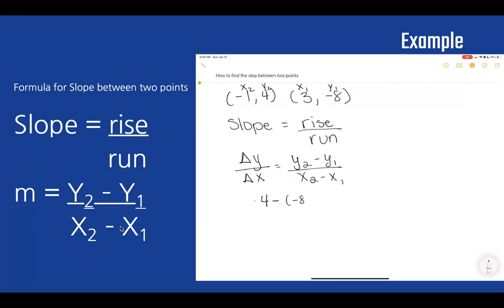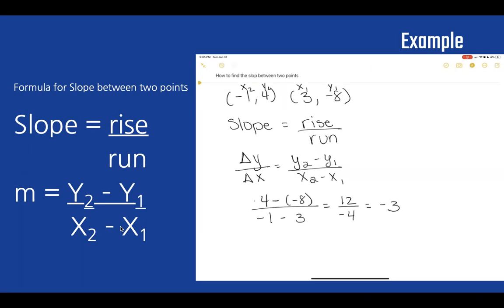Then from there, I plug in. And that's how I end up with 4 minus -8 over -1 minus 3. And then from there, I solve and I end up with my slope being 12 over -4, which equals -3.